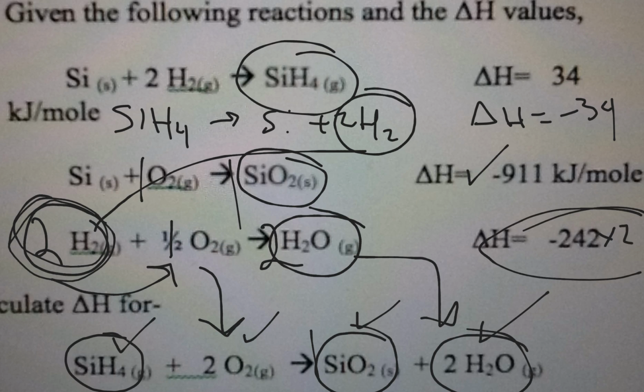So I have negative 34 plus negative 911 plus negative 482 if you multiply that out. I don't have my calculator handy anymore, but that's some sort of number. Okay.